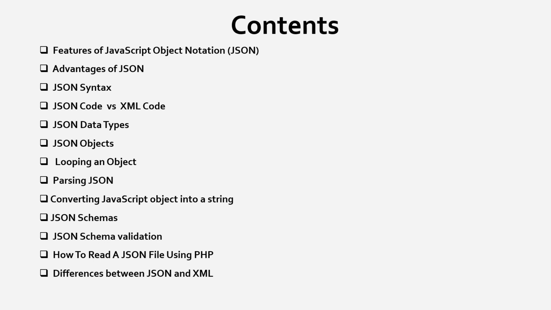This is mainly used for transmitting data between server and web applications. So here two things are required. Text to object conversion, that is string to object conversion, is required. Then again, object to string conversion is also required. So we will discuss both conversion steps. Then we will see JSON schemas, and schema validation also we will discuss.